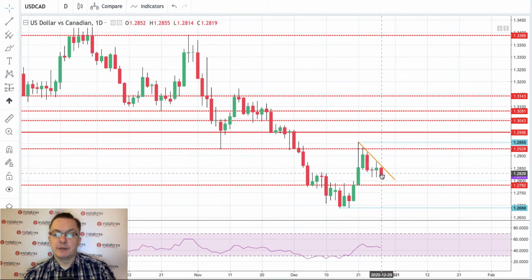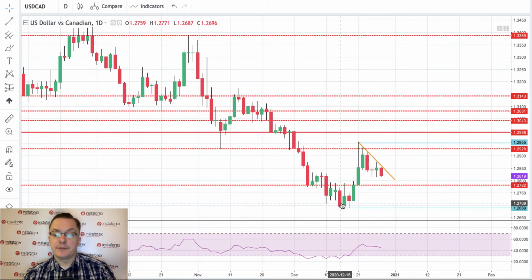More attention is being paid to the downside, and especially to the level of 1.2782, and of course the lows from the middle of December, 1.2689. So it was a nice pullback, but it failed at 1.2928, and now we are more likely to go lower and visit and test again 1.2782 and 1.2689 on the USD to the Canadian dollar.